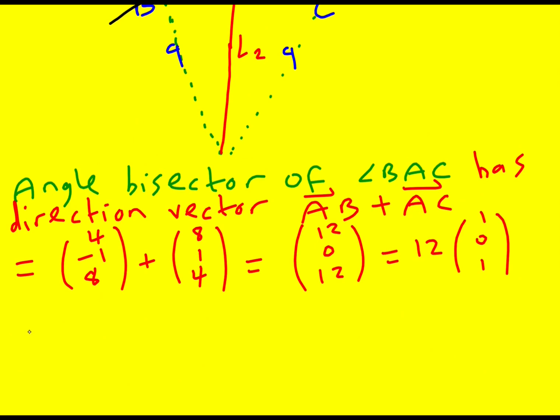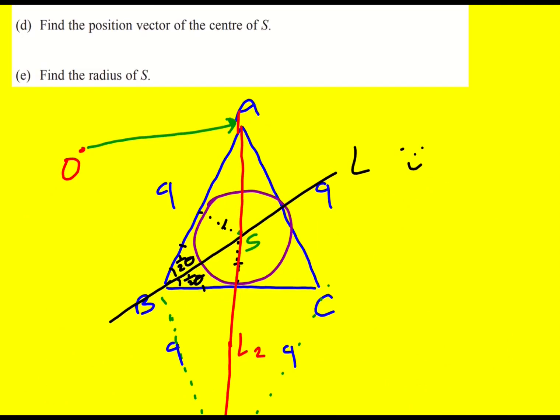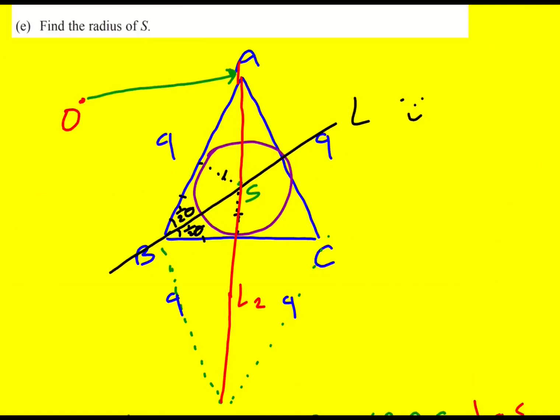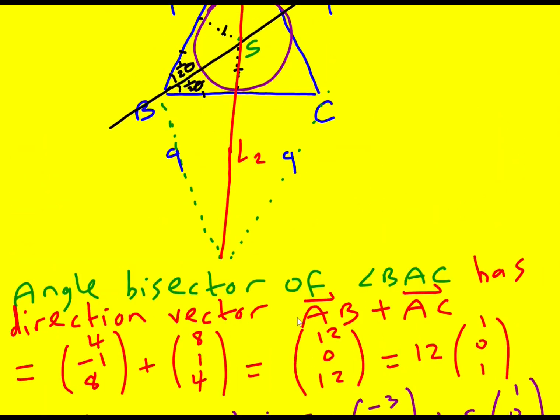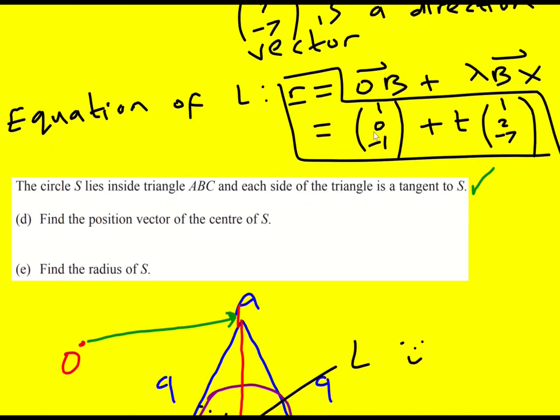So equation of L2 will be r equals, we want to get onto the line, so we're going to use this vector OA, which is minus 3, 1, minus 9. And then we're going to go along some amount. We've used t before, so I'll use s times 1, 0, 1. Back to what I was saying, we now have the equation L2. We had the equation L before. The center of the circle is going to be where they intersect.